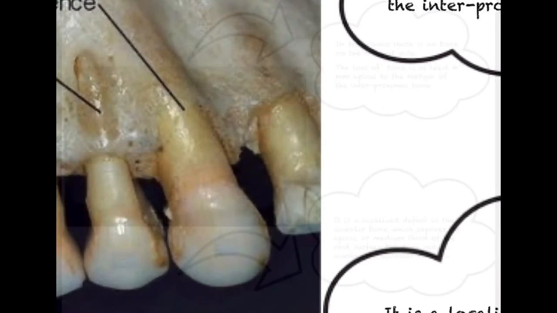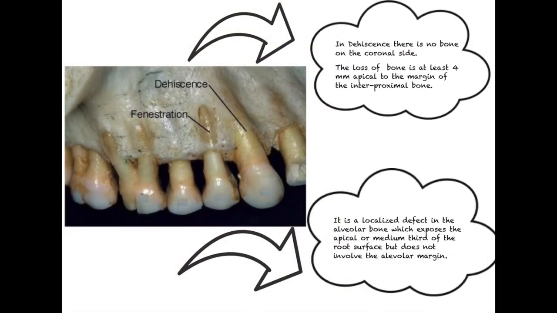of this interproximal bone. To simplify it further, we can remember this as fenestration. As it starts with the word F, it is foramen-like, right? Fenestration starts with an F. Foramen also starts with an F. So fenestration is nothing but a foramen-like defect.